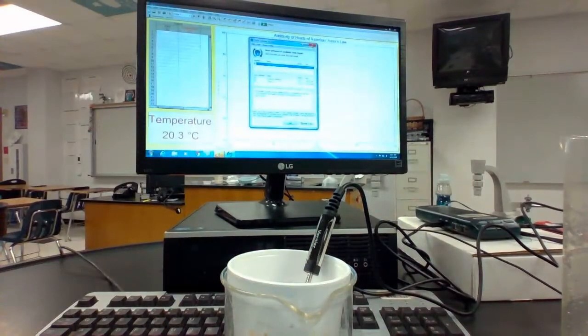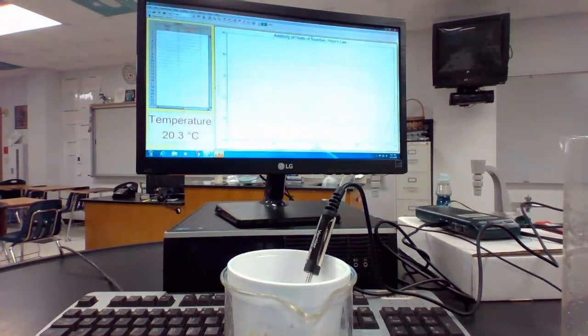Okay, so I am starting my temperature probe right here. I'm going to click the collect button. It is going to start graphing my temperature. To this, I'm going to add, and you might notice the starting temperature is 20.3 of the liquid. And to this, I am actually going to add 2.185 grams of the sodium hydroxide.